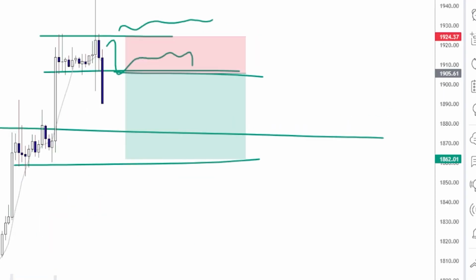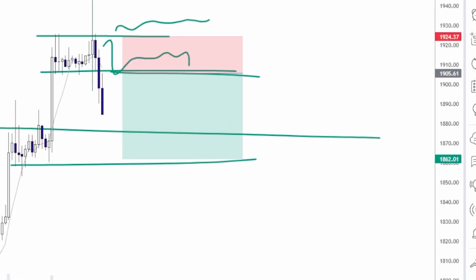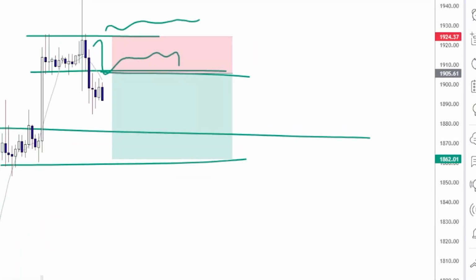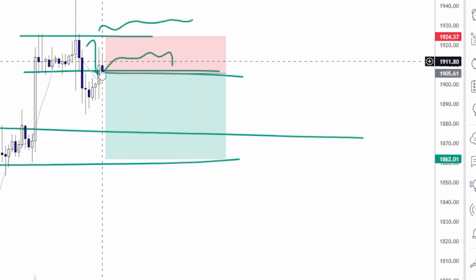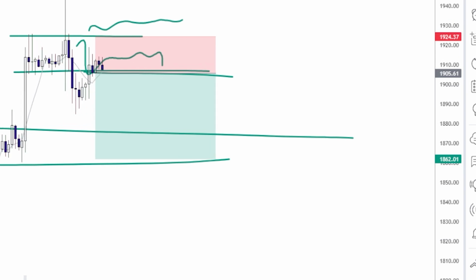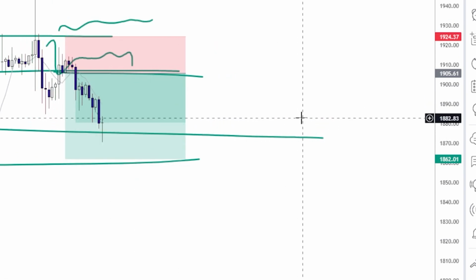Let us wait. Okay, price has come down. We're not going for the breakout entry. We'll see if it comes and retests our entry. We've got our retest over here. We are betting that price is going to come down to our next level. And here we would have managed the trade accordingly.